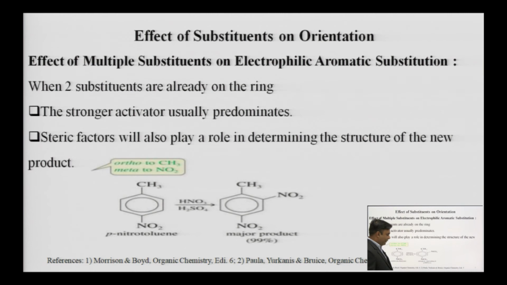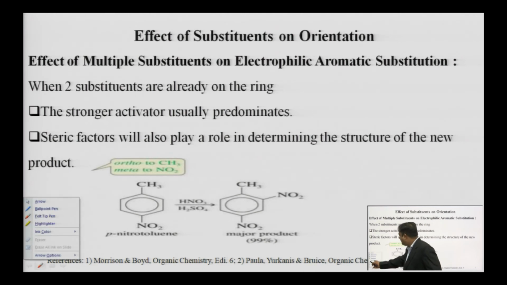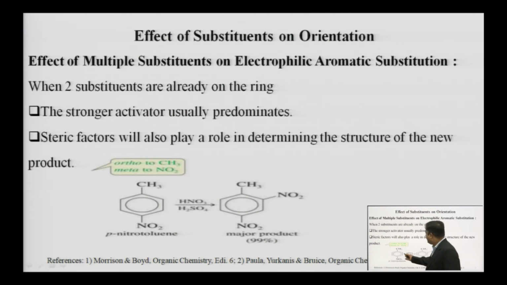Now, what happens if two substituents are present on the benzene ring and that particular disubstituted benzene ring goes for a further electrophilic attack? In that case, as I said earlier, resonance is more dominant than hyperconjugation, which is more dominant than inductive effects. As you can see, the methyl group and the NO2 group both are present on the benzene ring.